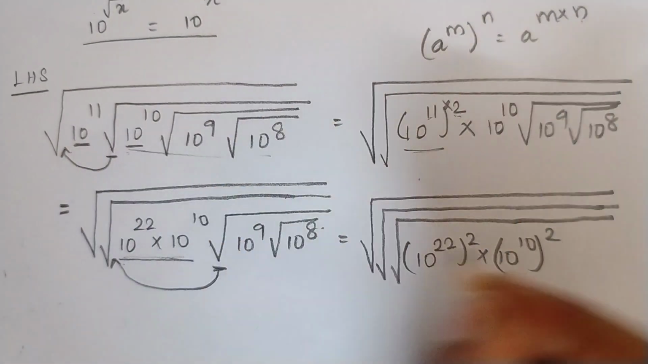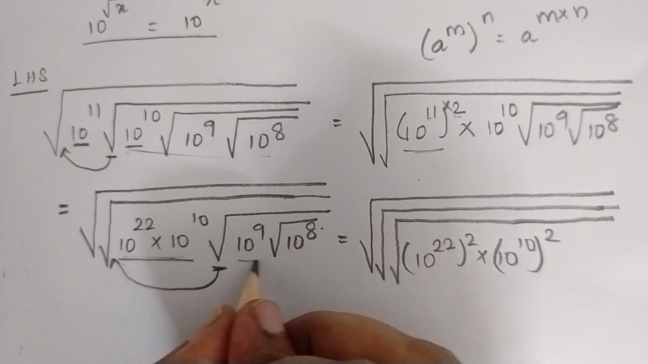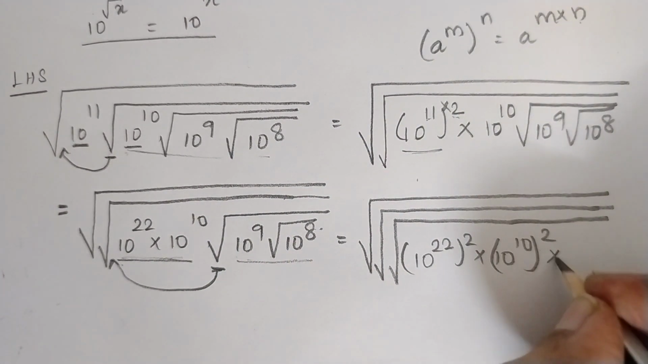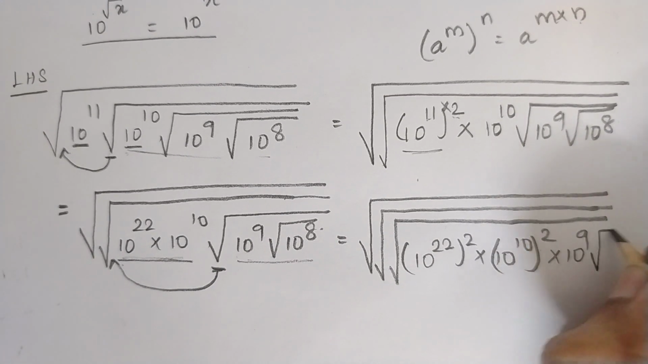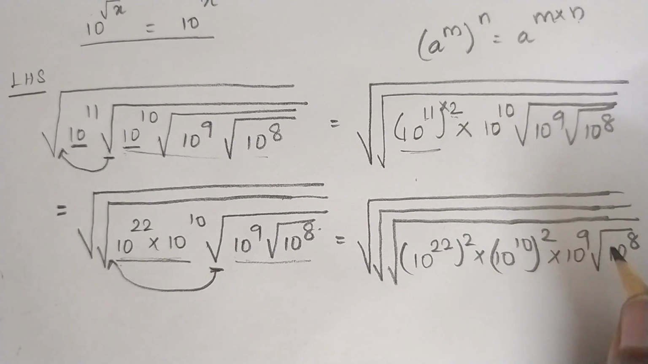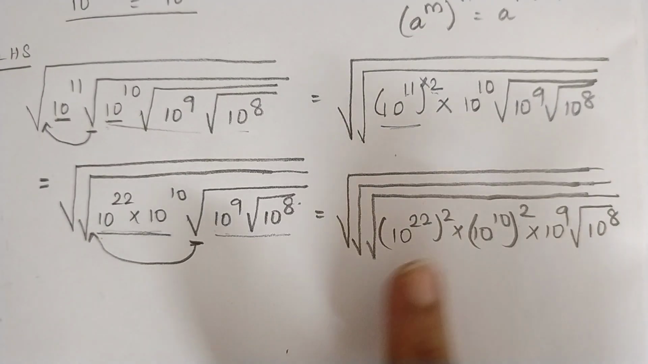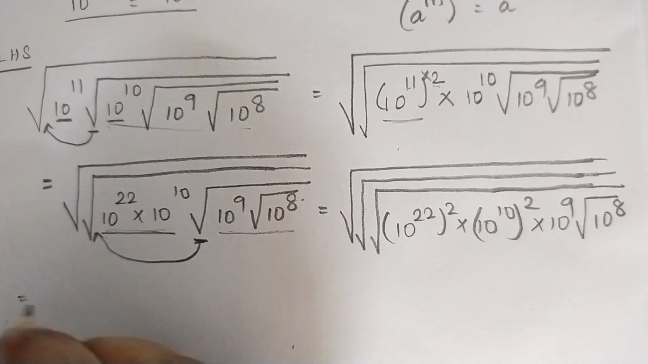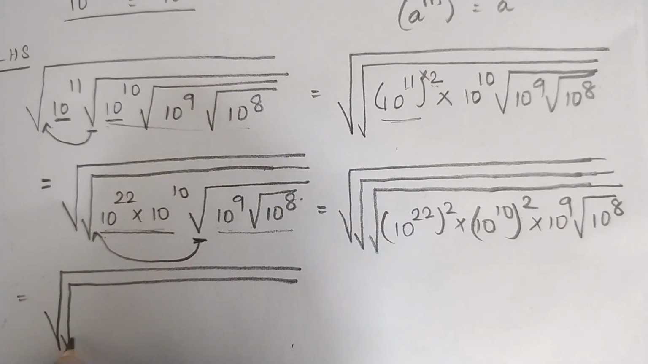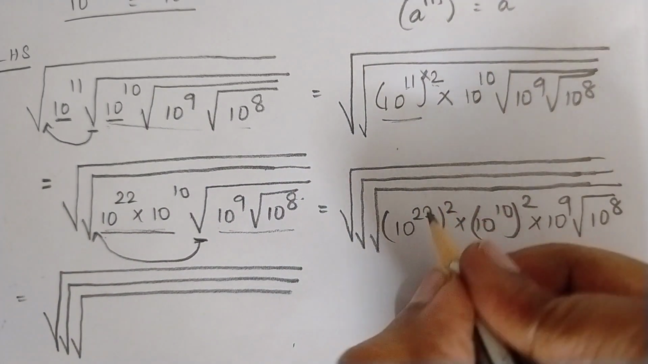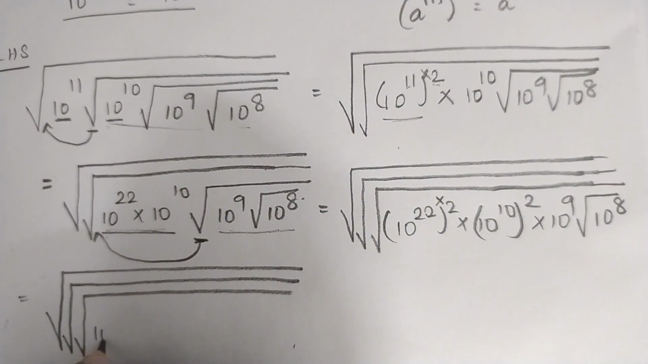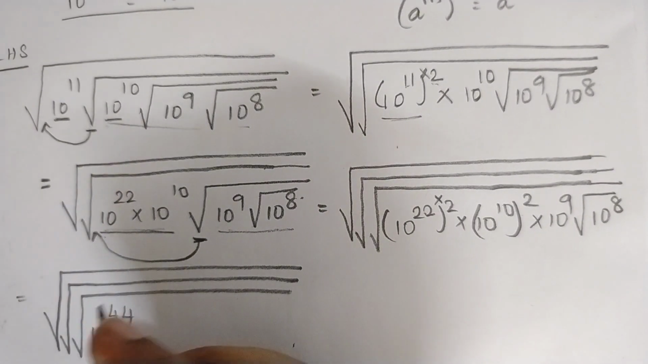So both terms get squared, and what we have left, 10 power 9 root 10 power 8 multiplied by 10 power 9 root 10 power 8. Okay, I think you are clear in that. So now simplify this and write it here. Therefore, or the three roots. Okay. Then these two get multiplied. 22 into 2, 10 power 44.